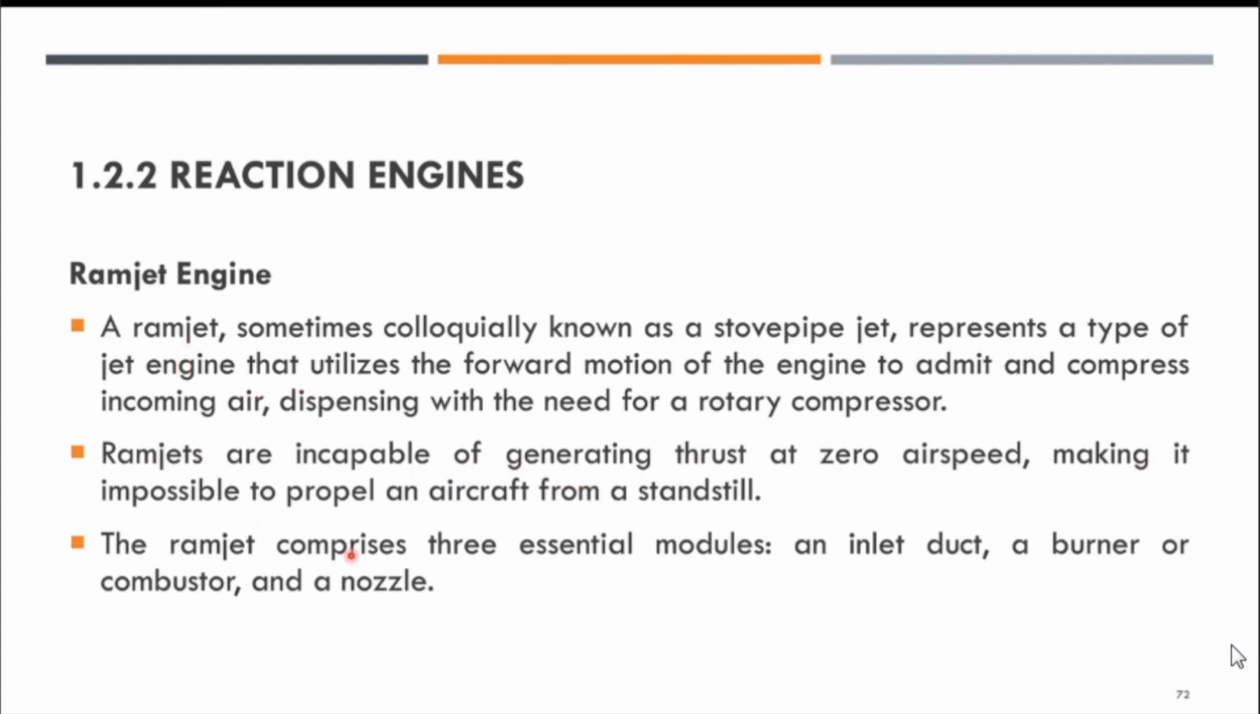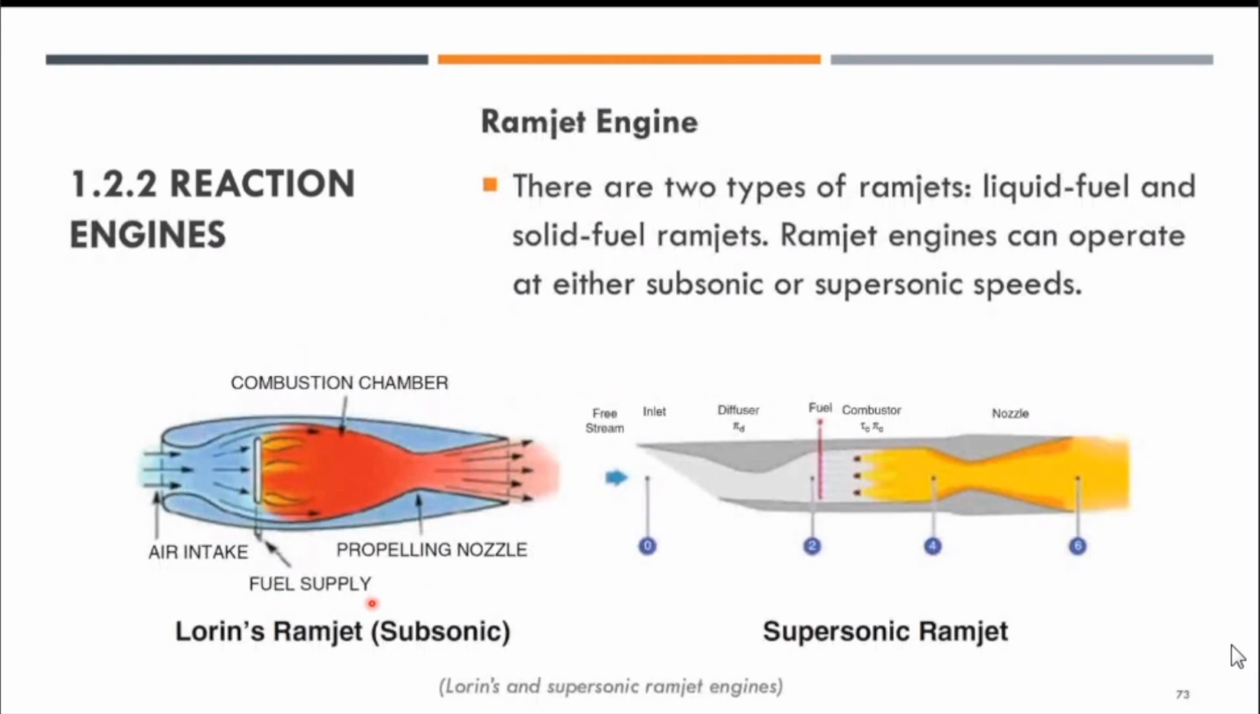And the ramjet comprises three essential modules. You have the inlet, you have the burner, as well as the nozzle. Okay, it looks like this. There are two types of ramjet. One is the liquid fuel, and the other one is the solid fuel ramjet. And a ramjet engine can operate at either subsonic or supersonic speed.